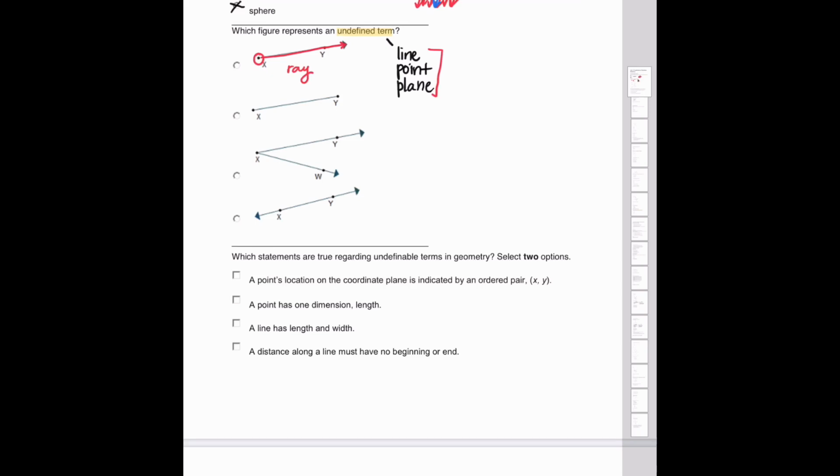Let's look at the next diagram. This diagram contains two endpoints. Well, this is what we know as a segment. Let us remember that a segment is not an undefined term. Let's look at the next one. Here we see what is known as an angle. We know this is an angle because we have two rays that meet at a common endpoint, making this an angle. Angles are not undefined terms, therefore, we know that this is not our answer.